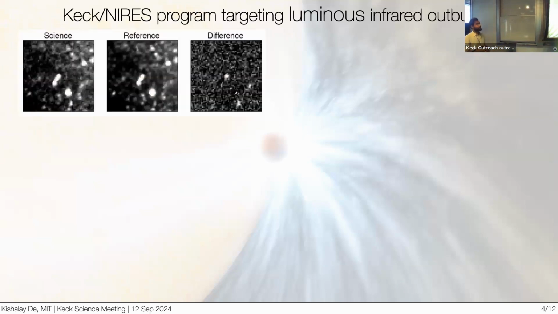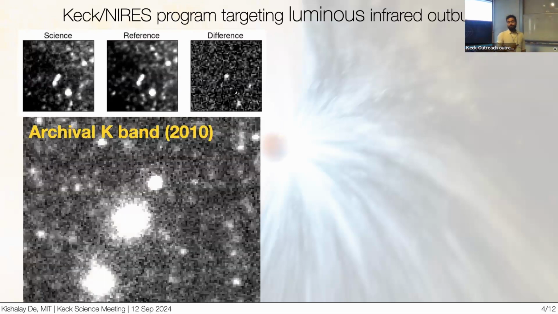And this is where this story begins. These are WISE images of the same part of the sky in a nearby galaxy. You see there is a source right in the center. If you subtract the two, you see that it's changed in brightness by ever so little, brightened by a factor of 2, roughly. This is an archival K-band image of the same part of the galaxy. You see these same 3 stars.